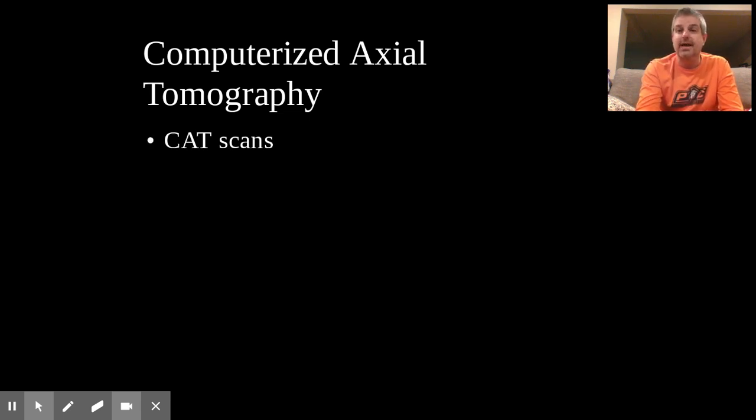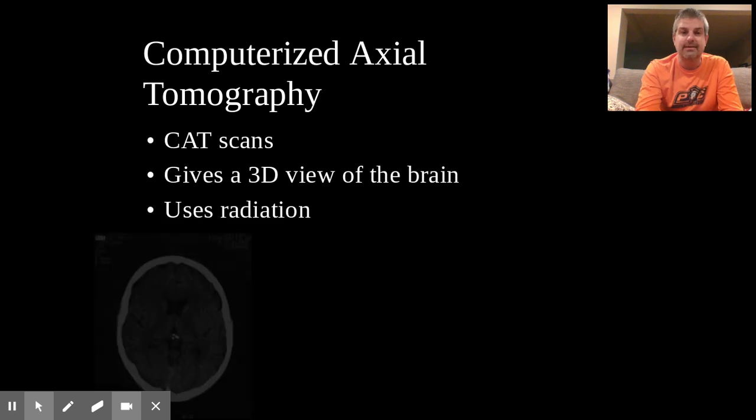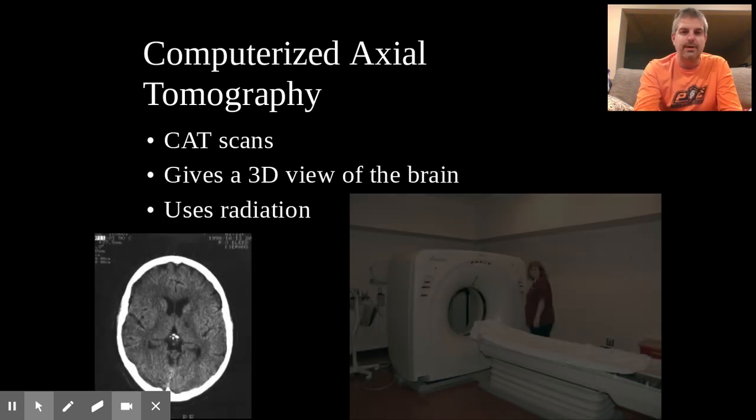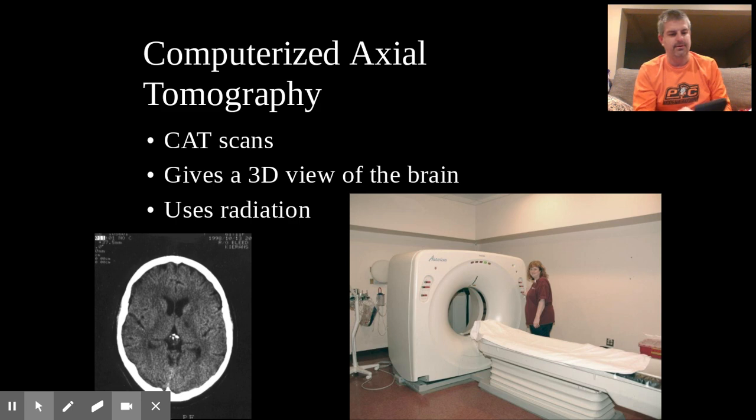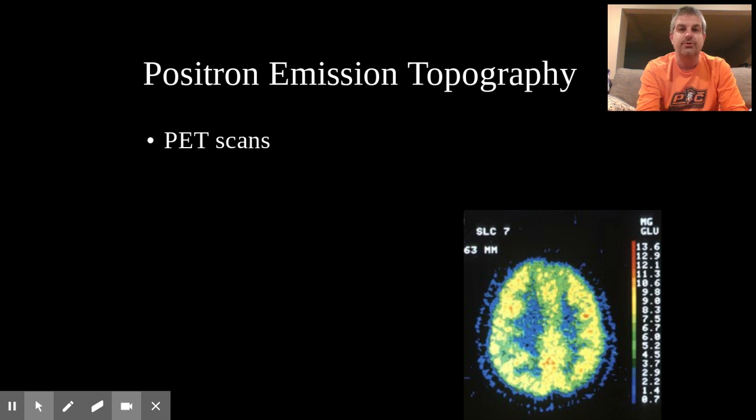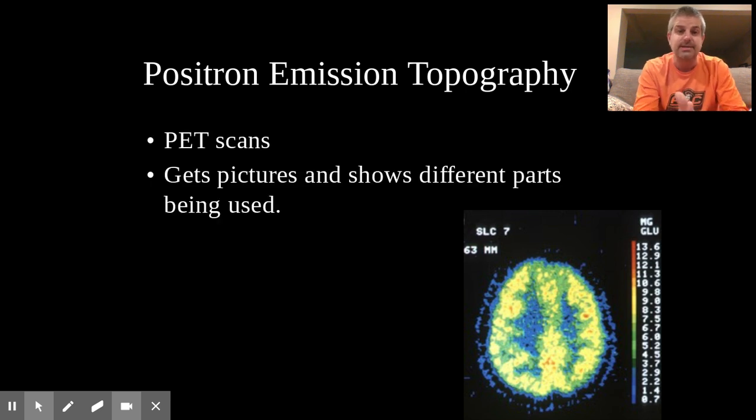A computerized axial tomography or a CAT scan. They use. Some of you may have had this. Some of you guys might have had a CAT scan of your brain because you had a concussion or something like that. Maybe you were getting headaches. I don't know. So they use a CAT scan to look inside your brain and get a view of your brain. Positron emission tomography is a PET scan.